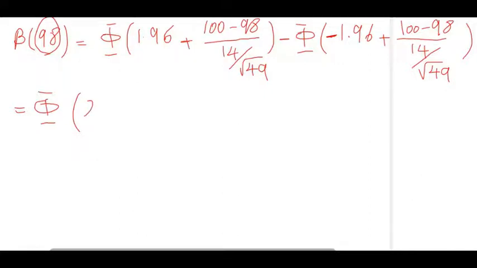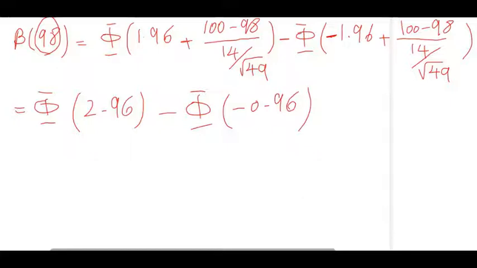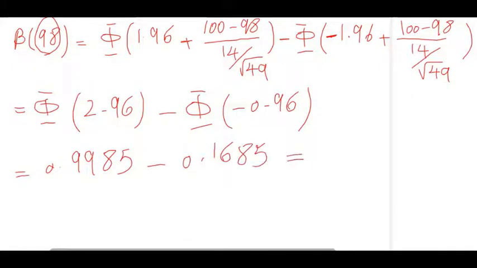So here we have 2.96 minus, and here is minus 0.96. By using the Z table, we have 0.9985 minus 0.1685, and the result is 0.83.